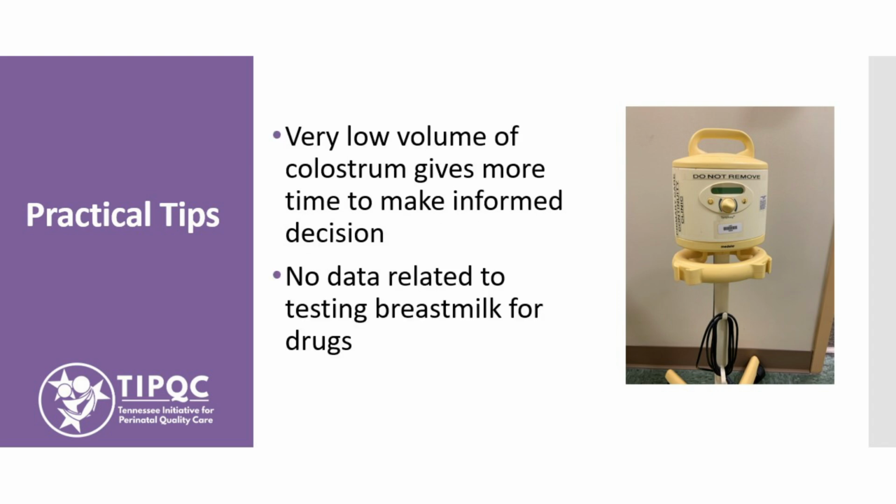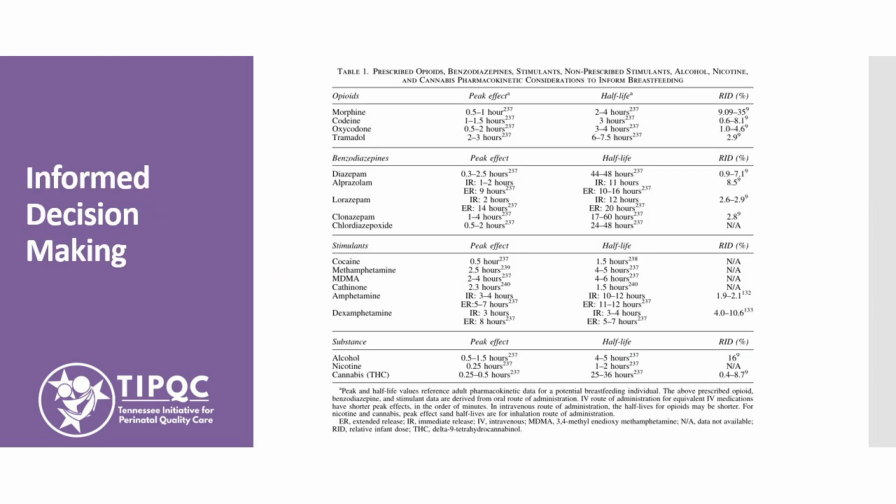You can't really test breast milk. There's not reliable data with testing breast milk for drugs or substances, and there's not really great cutoffs, and most labs are not going to accept that. So the ABM does a great job of laying out the timing of the peak effect of these substances, the half-life of the substances, and what the relative infant dose would be. So you can use this chart to determine whether it would be reasonable to allow or encourage breastfeeding.